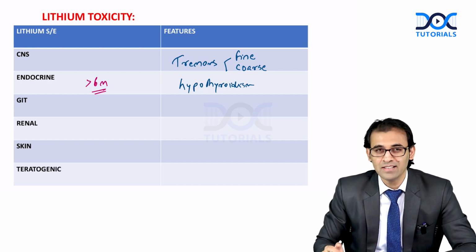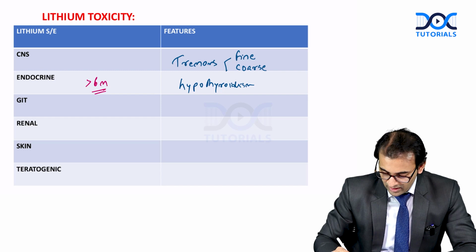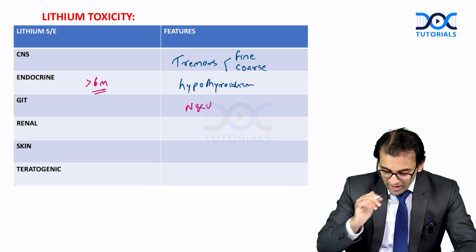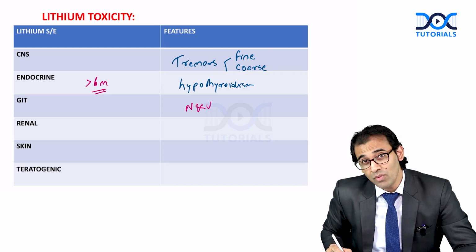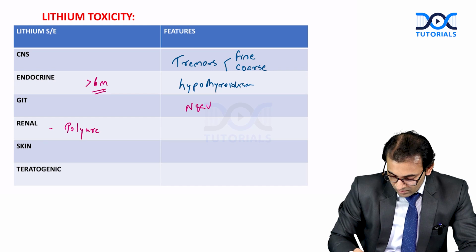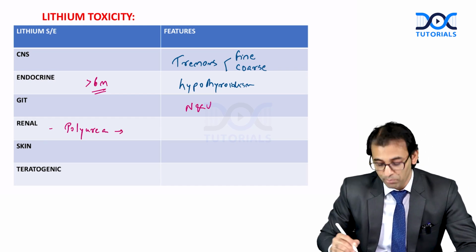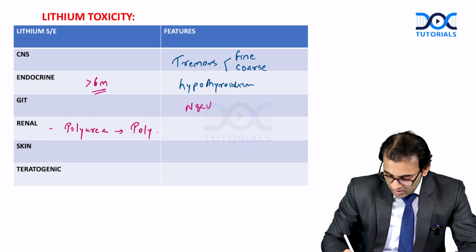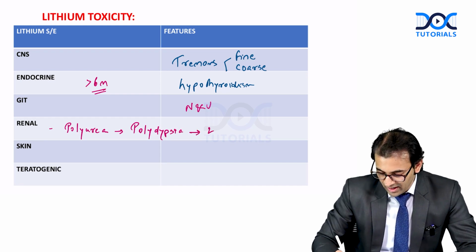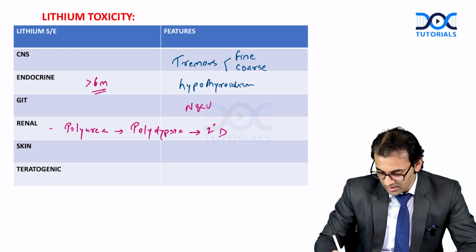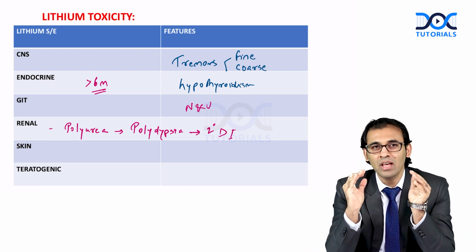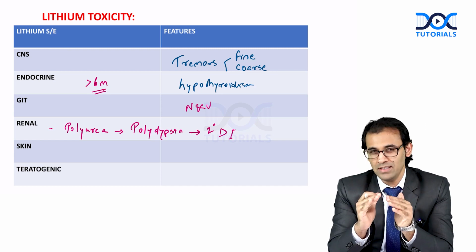What about GIT? Yes, this can cause nausea and vomiting. What about renal? Remember here, lithium will cause polyuria. And because of this, there will be polydipsia. And now, because of this, there will be secondary diabetes insipidus. So remember here, yes, this can cause nephrogenic diabetes insipidus.